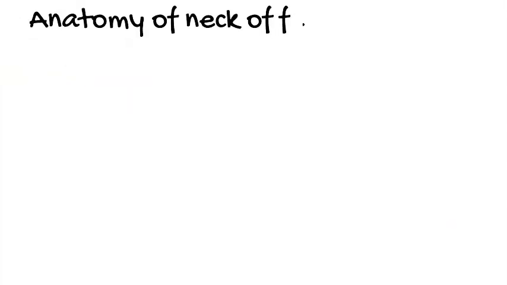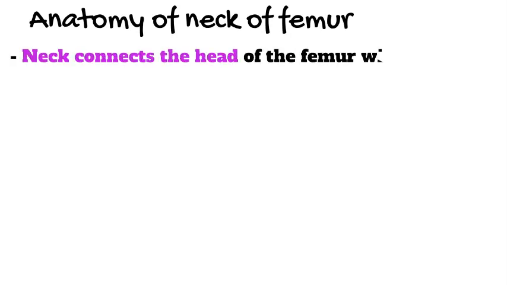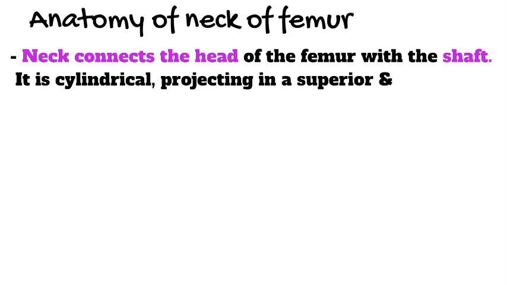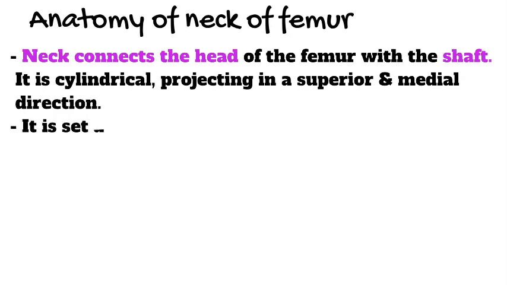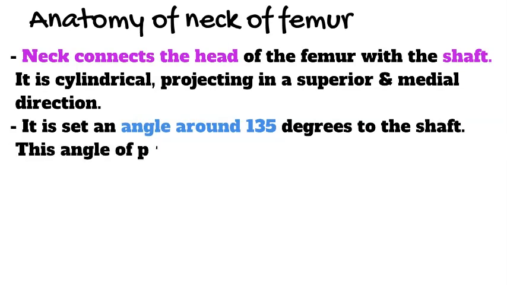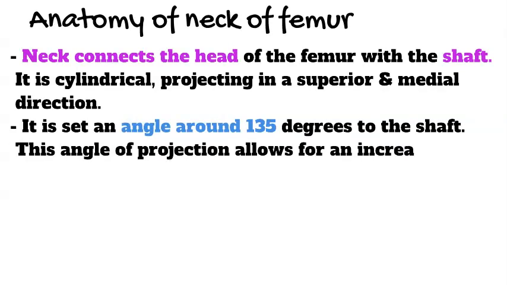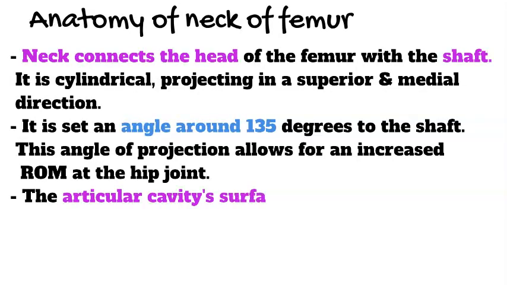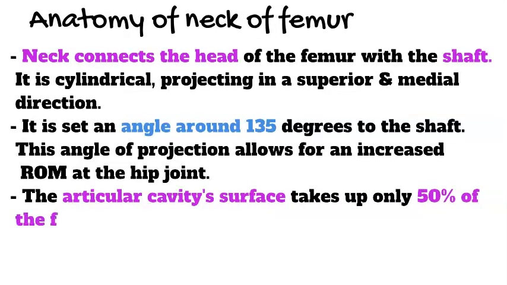Regarding the anatomy of the neck of femur, the neck connects the head of the femur with the shaft. It is cylindrical, projecting in a superior and medial direction. It is set at an angle of around 135 degrees to the shaft. This angle of projection allows for an increased range of movement at the hip joint. The articular cartilage surface takes up only 50% of the femoral head surface.